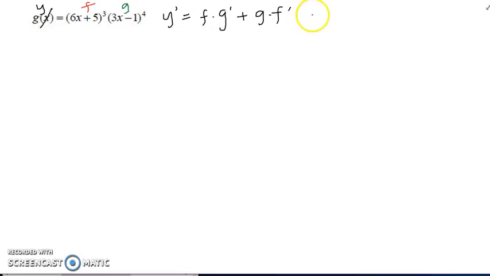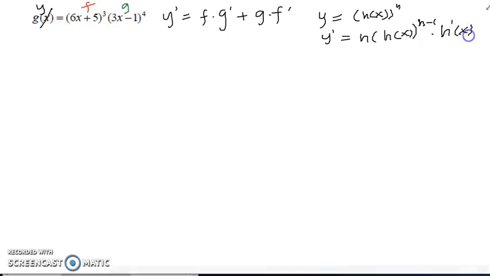The other thing we want to know is the general power rule. If I have y equal to h of x to the n, then y prime would equal n times h of x to the n minus 1. But then I also have to multiply by h prime of x.